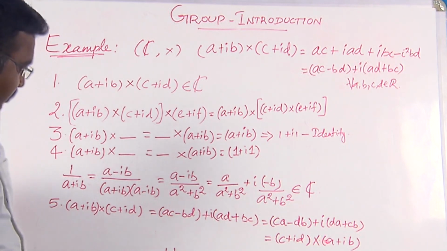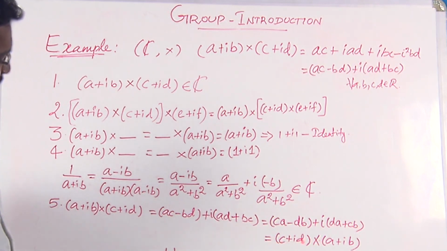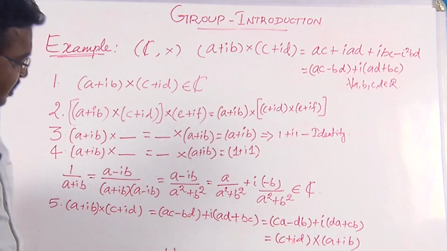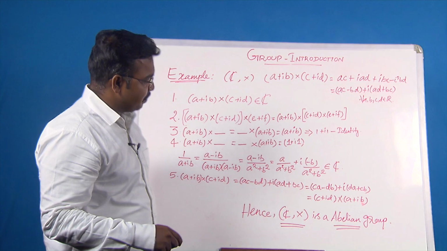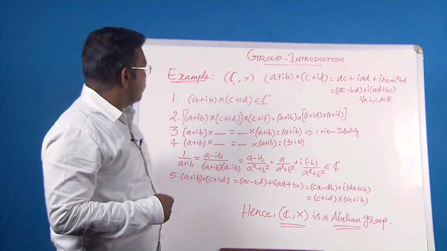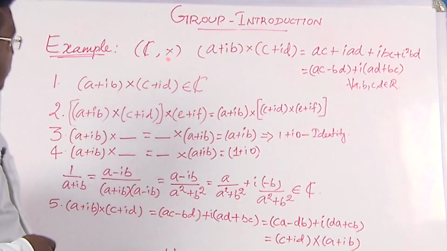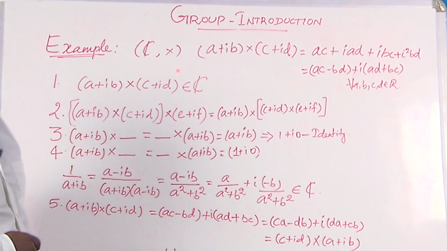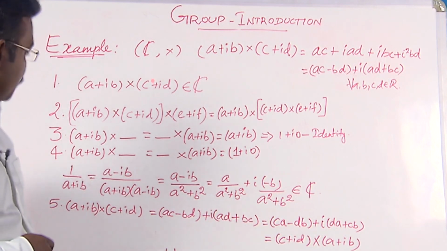Therefore, this is nothing but c plus id into a plus ib. Therefore, a plus ib into c plus id is always equal to c plus id into a plus ib. Therefore, the complex product is commutative. So, the set of all complex numbers with complex multiplication satisfies the first four properties of a group. Therefore, C cross is a group.